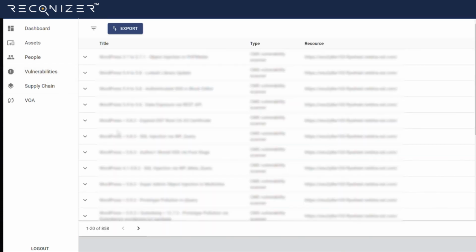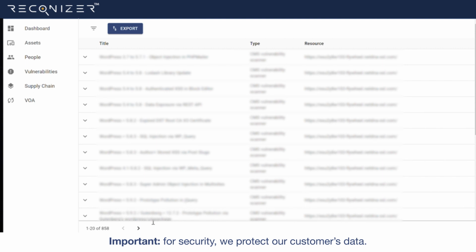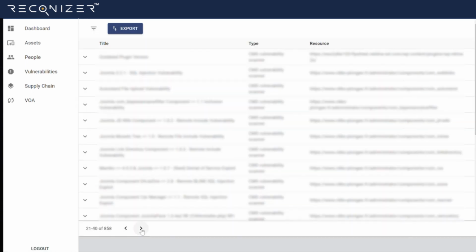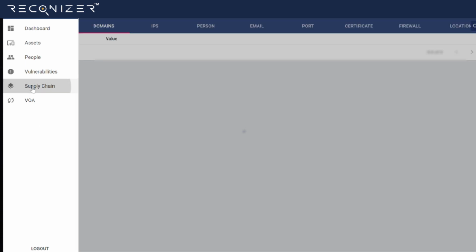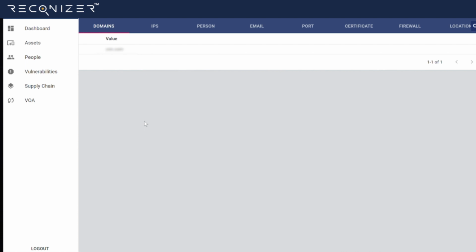In the vulnerabilities section, we can obtain the classification and type of vulnerability found, as well as the source where this vulnerability comes from. So far, we have found 858 vulnerabilities in this example. RECONIZER also analyzes the supply chain, that is, organizations potentially connected to your network. We use this information to assess third-party risk potentially posed by these organizations.